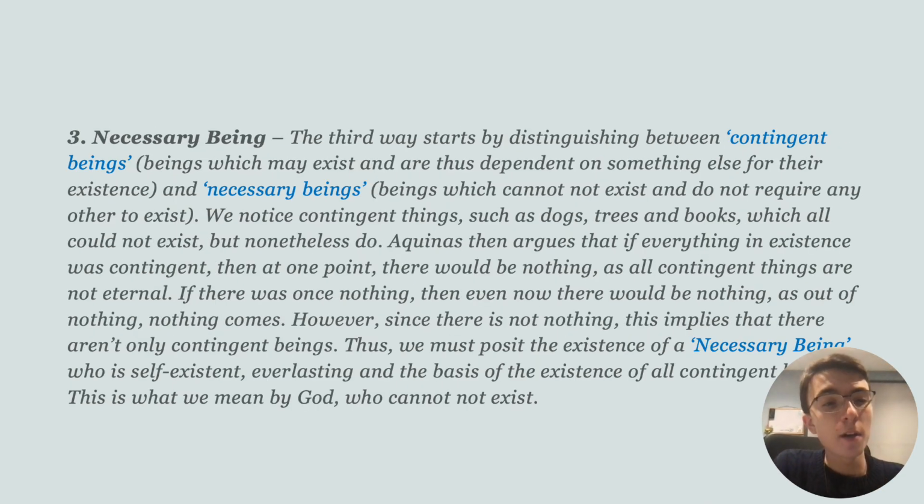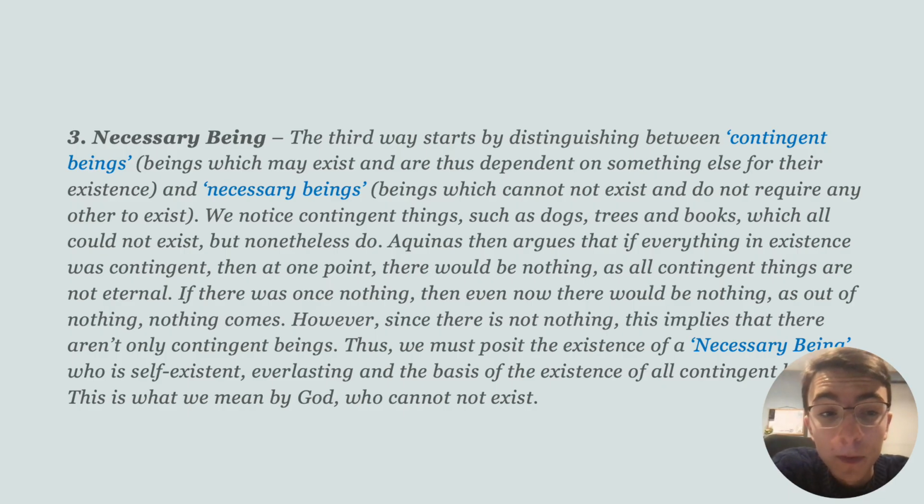Then we move on to the third argument, which is known as the argument for a necessary being. We've got another distinction here. We've got to distinguish between contingent beings and necessary beings. Contingent beings are beings that may exist, but do not have to exist. So they're dependent on something else for their existence. I'm contingent. The computer in front of me is contingent. Everything that I can see, that I can experience, is contingent.